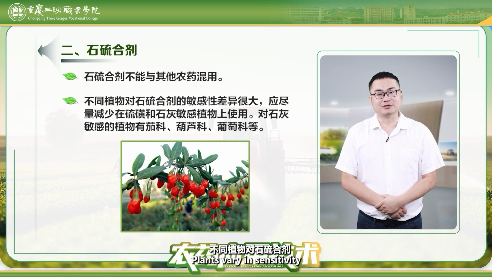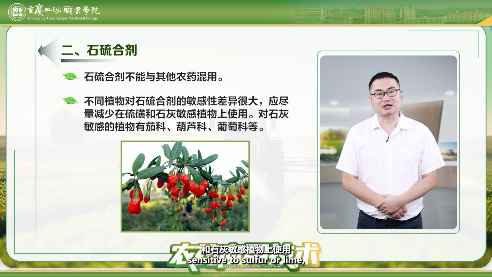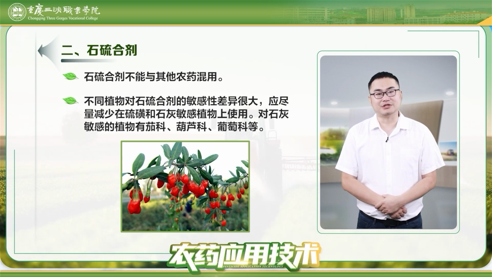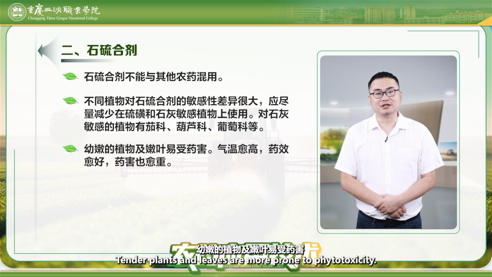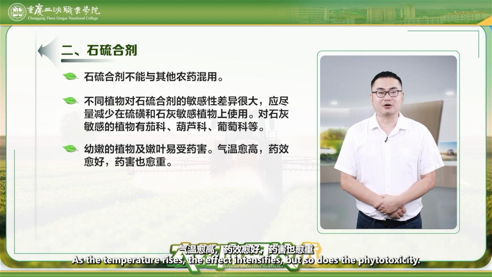Plants vary in sensitivity to lime sulfur, so avoid using it on those sensitive to sulfur or lime, such as Solanaceae, Cucurbitaceae, and Vitaceae. Tender plants and leaves are more prone to phytotoxicity. As the temperature rises, the effect intensifies, but so does the phytotoxicity.